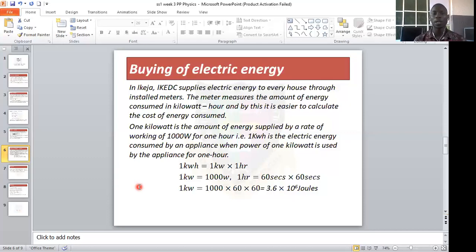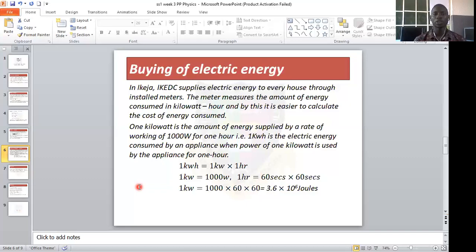Look at it, 1 kilowatt hour is the amount of energy supplied at a rate of 1,000 watts for 1 hour. If we have kilo, it means 1,000. 1 kilowatt is 1,000 watts. So it says 1 kilowatt hour is the amount of energy supplied by a rate of working of 1,000 watts, the power of 1,000 watts, for 1 hour. That is 1 kWh, 1 kilowatt hour. So that's it.